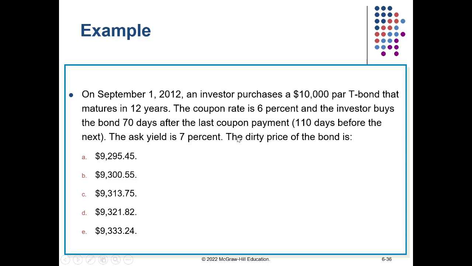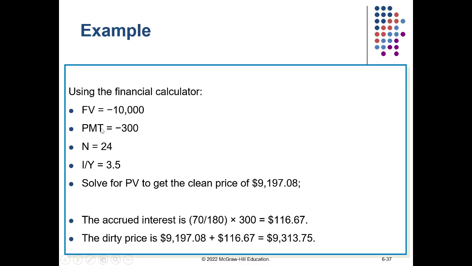Accrued interest is just like the interest for 6 months, which is $300 as we calculated before, right? Times 70 divided by 70 plus 110, so that's 180. So 70 divided by 180, then that's the accrued interest. So add up those two parts, then you will be able to get the dirty price. So this is the result.